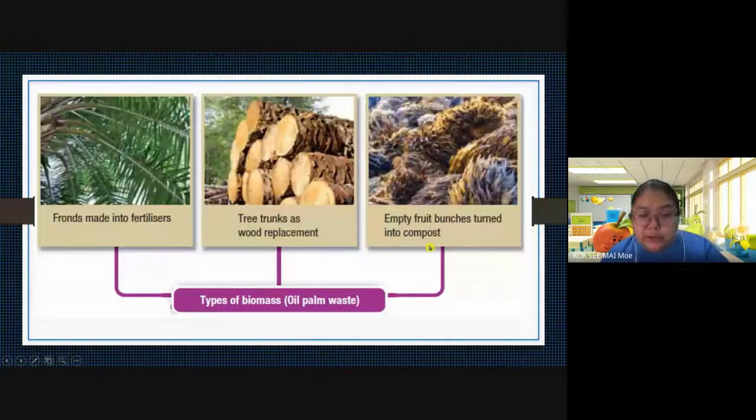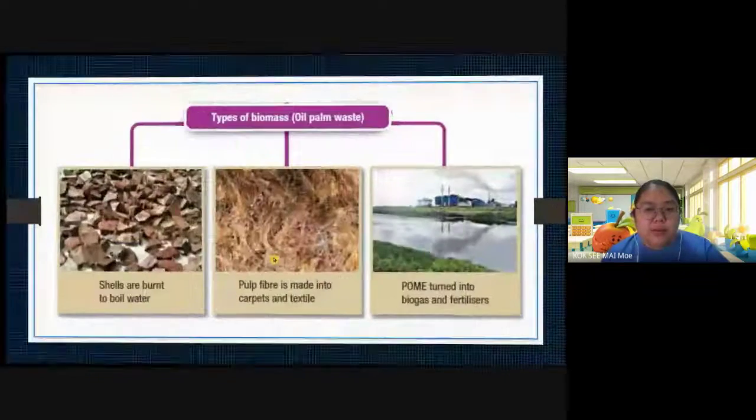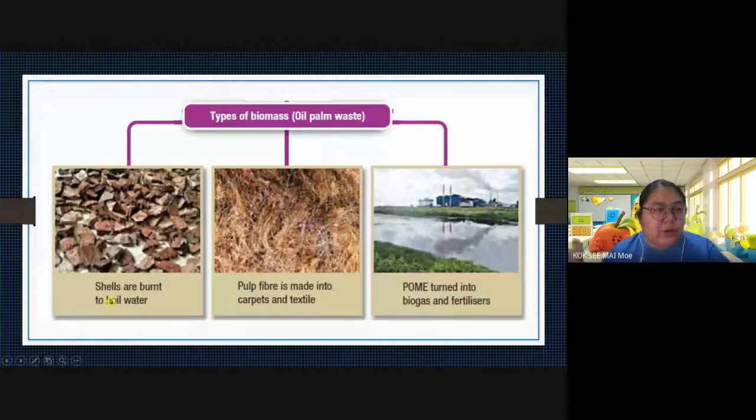Okay, decomposition. The next part, they use the shell. After you break all the shell, it is burnt to boil the water. Then the pulp fiber is made into carpet and also textile. And the last one, the POME, the factory turns it into biogas and also fertilizer. So all of this is waste from the oil palm that can be reused for other purposes. So they say zero waste from the oil palm.